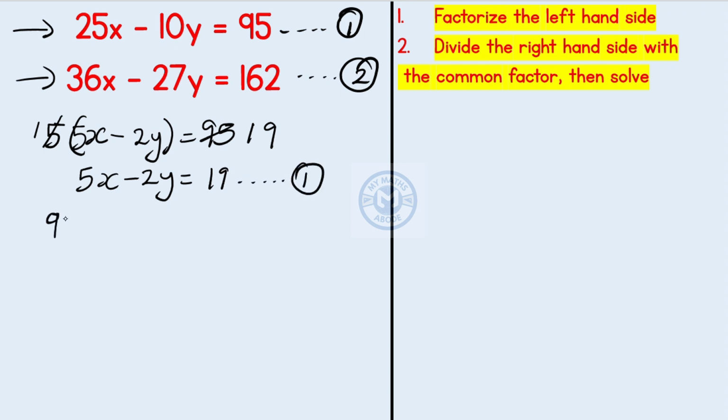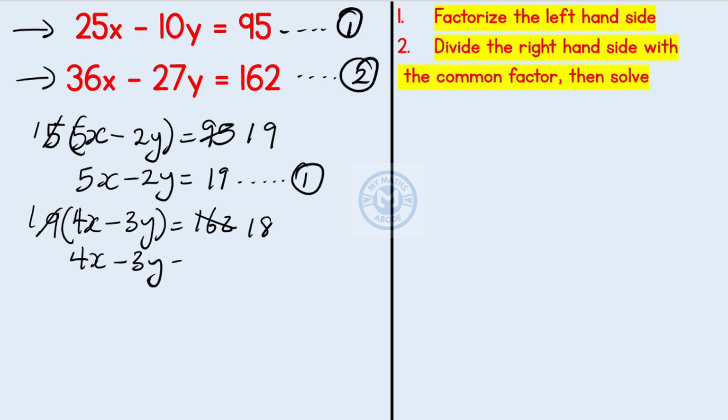Then I'm going to factorize 9, which will give me 9(x minus 3y) is equal to 162. So this will give me 1, and here will give me 18. So my new equation 2 will be x minus 3y = 18. This is my new equation 2. So you found out that the equations are smaller and will be easier to solve with.